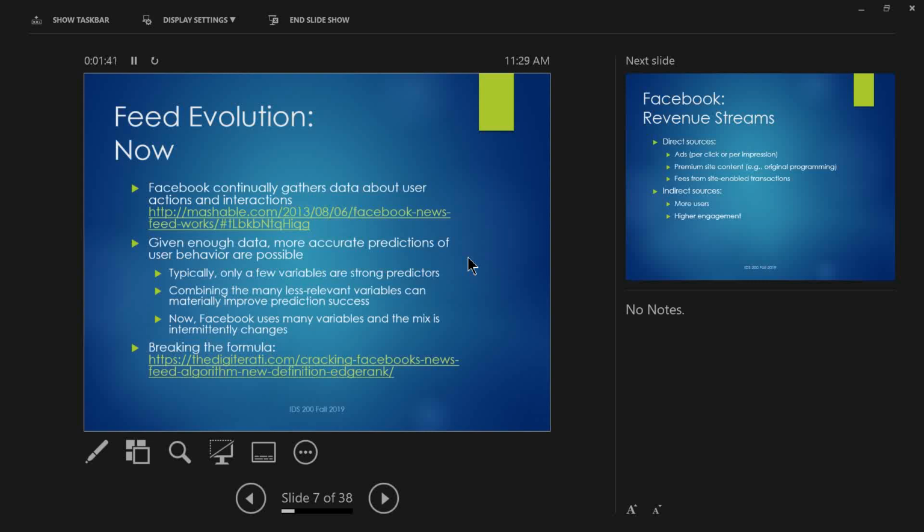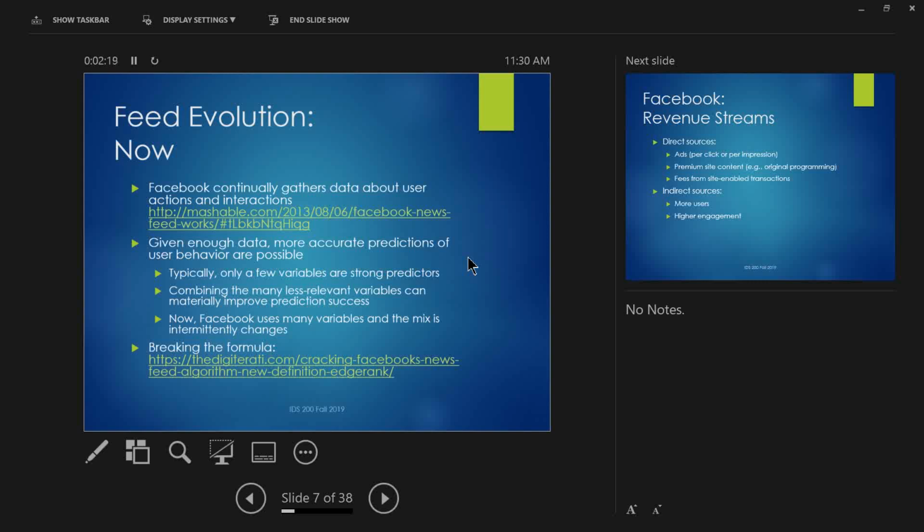Anyway, in principle, if you had enough data, you could make pretty accurate predictions about whether somebody would like a particular type of content or not. Typically only a few variables are going to be strong predictors, things like age, location, marital status, whether you have kids or not. So if you're probably going to like this picture because it's from one of your family friends and it's a picture of their kids going off to school, and you're the kind of person who likes your relatives' pictures of their kids going to school, Facebook is going to say, yeah, we get that.